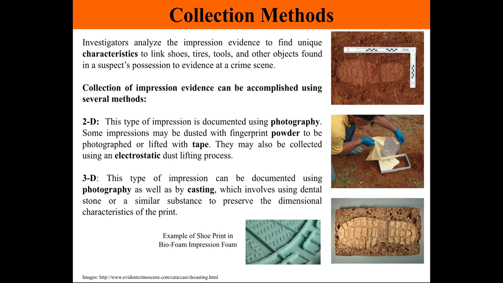So, ways that you can collect impression evidence. First, you're going to have to analyze the evidence and find unique characteristics to link shoes, tires, tools, and other objects found in a suspect's possession to evidence at a crime scene. And there's two basic ways of collecting the impression evidence. 2D is used by just taking a picture of it. You can also do dusting of fingerprints, and you can lift it with tape.